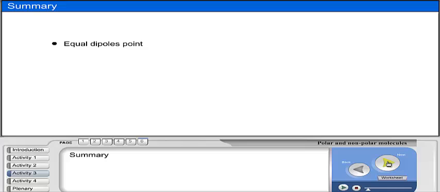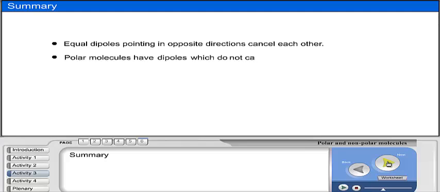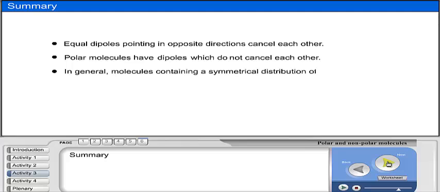Equal dipoles pointing in opposite directions cancel each other. Polar molecules have dipoles which do not cancel each other. In general, molecules containing a symmetrical distribution of similar atoms are nonpolar.